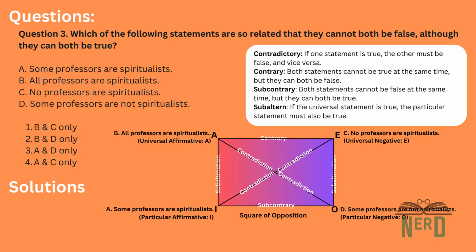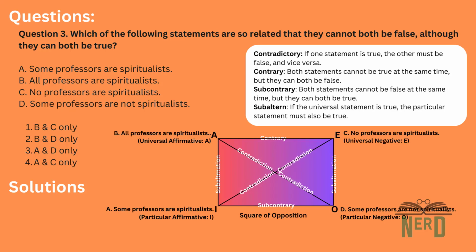Question 3. Which of the following statements are so related that they cannot both be false, although they can both be true? A. Some professors are spiritualists. B. All professors are spiritualists. C. No professors are spiritualists. D. Some professors are not spiritualists. Explanations. Subcontrary. Two statements are subcontrary if they cannot both be false at the same time, but they can both be true.